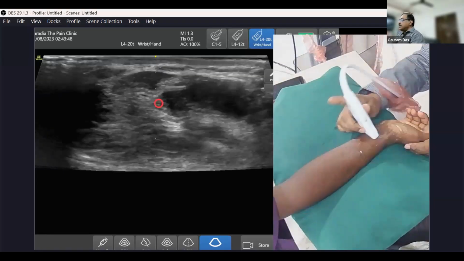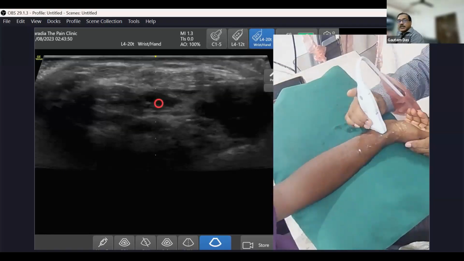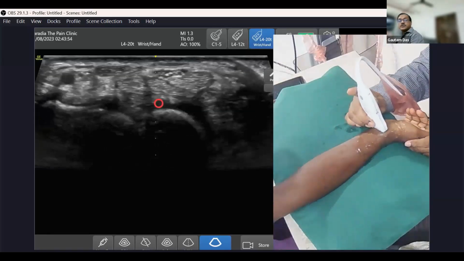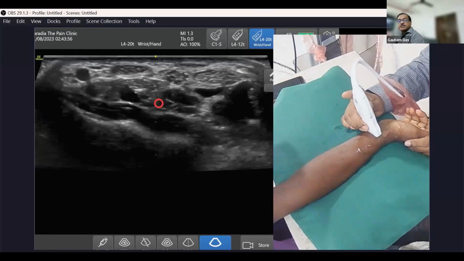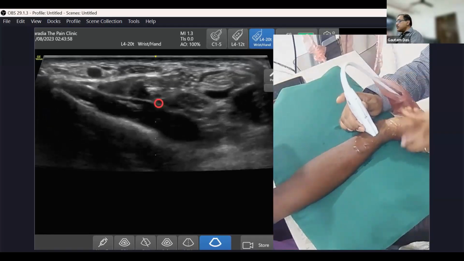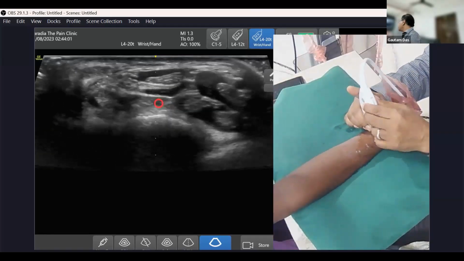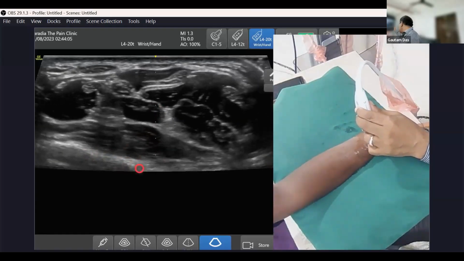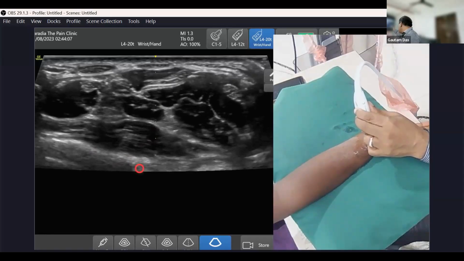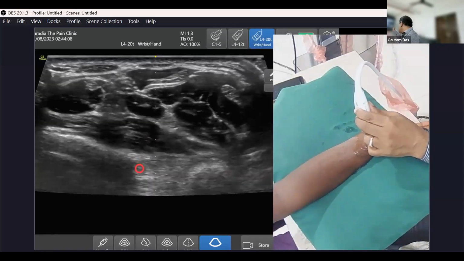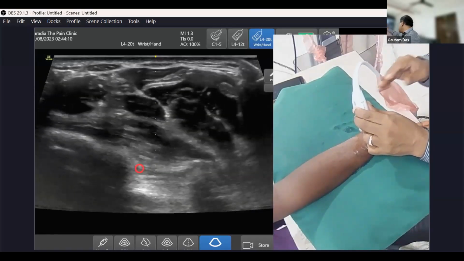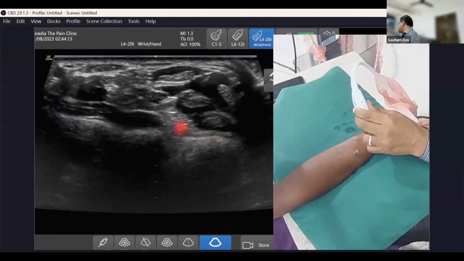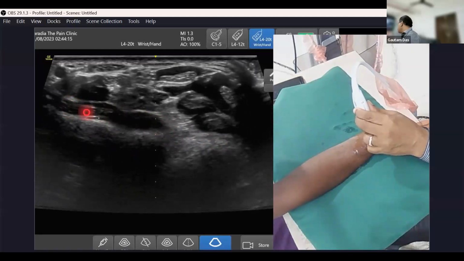Okay, so my marker is now towards the radial side, and it is on the left side of the screen. So here, this muscle is your pronator quadratus. This is the radius. Let me increase the depth a little more. So this side is your radius, this is your ulna, and this muscle is basically a horizontal muscle, the pronator quadratus.